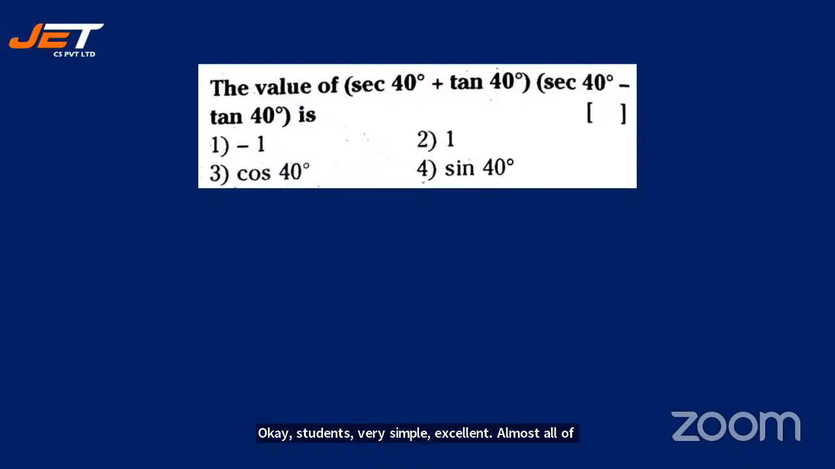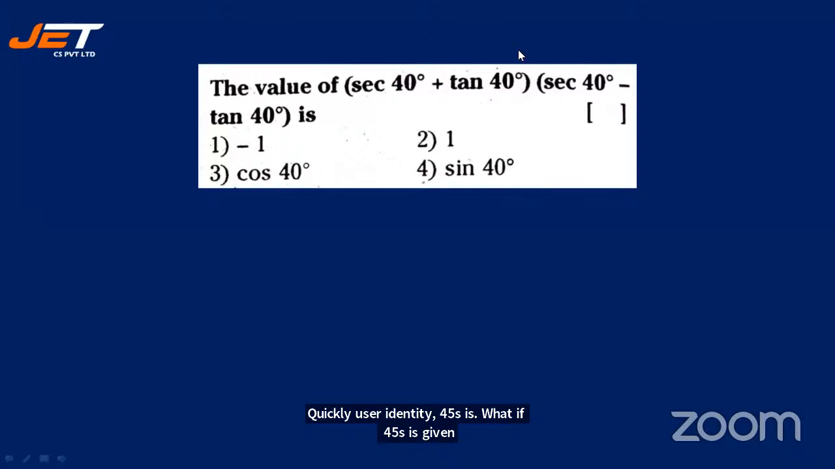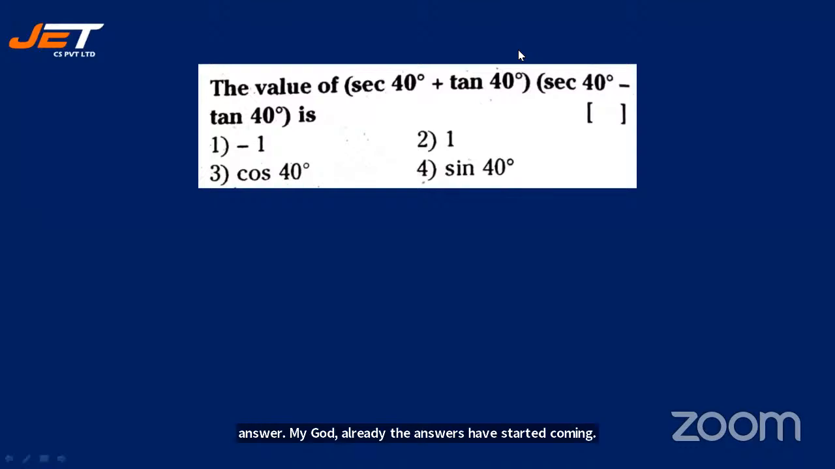The value of secant 40 degree plus tan 40 degree into secant 40 degree minus tan 40 degree is dash. We know only 45, isn't it? But here they've given us 40. So use the identity and give me the answer. Quickly, 45 seconds is given to you. Let's see how many give me the right answer. Already the answers have started coming. Jessica, Malesh, Sai Vardhan, Avinash, Sunny, Ashwik. Okay, very good. Excellent.